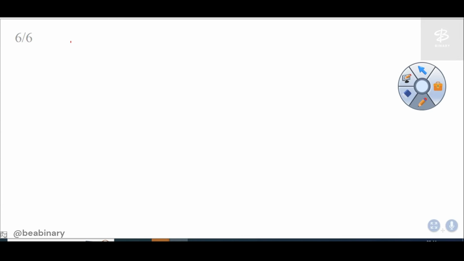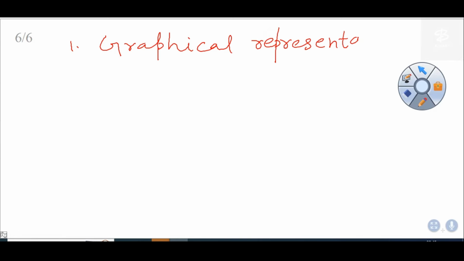Suppose I'm talking about the graphical representation of a signal. If I want to talk about this graphical representation of symbolizing this discrete time signal, suppose I am considering a signal x of n.